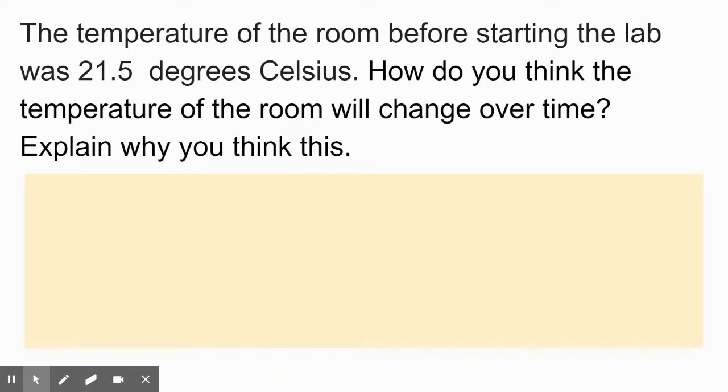Your next question says the temperature of the room before starting the lab was 21.5 degrees Celsius. How do you think the temperature of the room will change over time? So I want you to think about where the temperature is starting at. Okay, where are we adding heat energy in? When the heat energy leaves that area, where is it going to go?